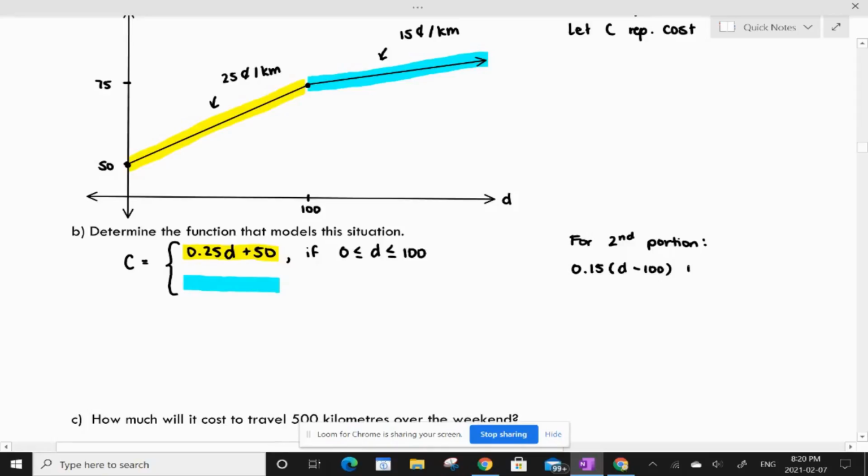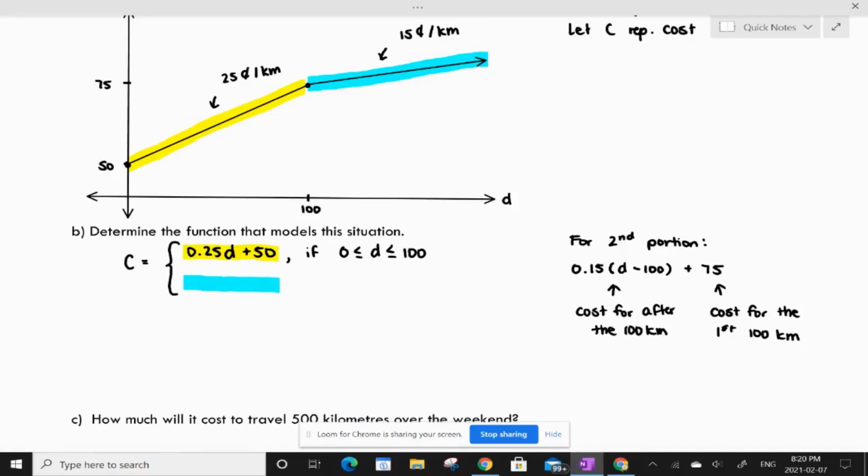Plus 75. So here's how I'm doing everything. This represents the cost for the first 100 kilometers. And then this whole thing here deals with the cost for after the 100 kilometers. And so combined, that's going to give us the total cost of renting that car for the weekend. So we're going to simplify that to make it look a little bit nicer. And when you do, you're actually going to end up getting the following: 0.15D plus 60. So that represents the second portion of your piecewise function.